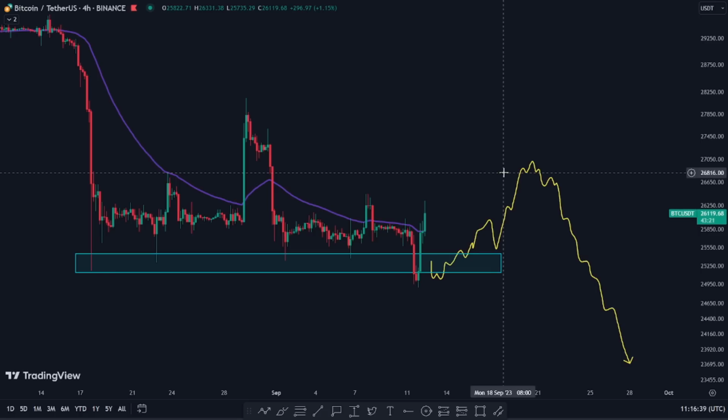Okay, what's going on in the 1 hour time frame, the 4-hour time frame, and sometimes you have to go into the daily time frame. And that's what I did yesterday.